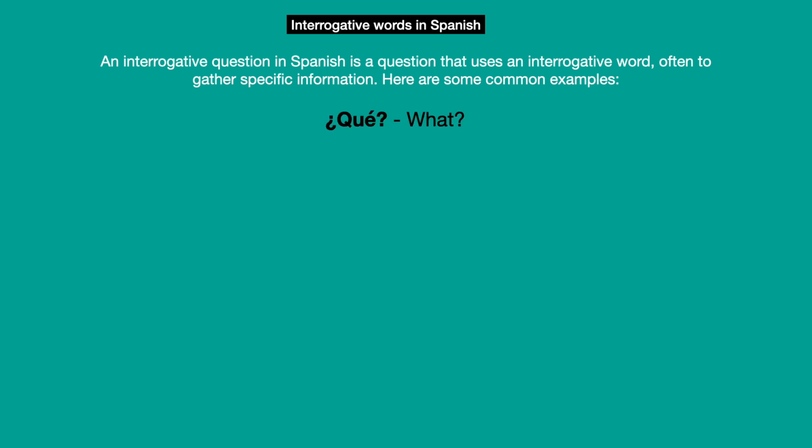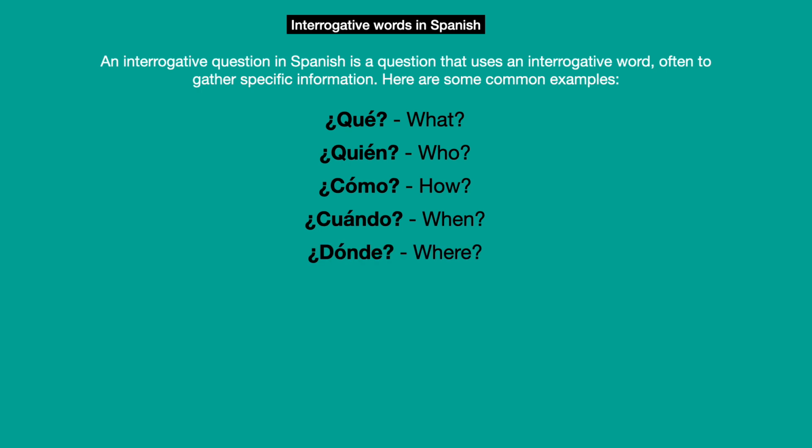Like in English, we have what, which in Spanish is qué, and also quién for who, cómo for how, cuándo for when, dónde for where, and por qué for why. Remember that in Spanish when you have a question we use one word, but when you have an answer we use another one, which is similar. But right now we are concentrating only on the question word.